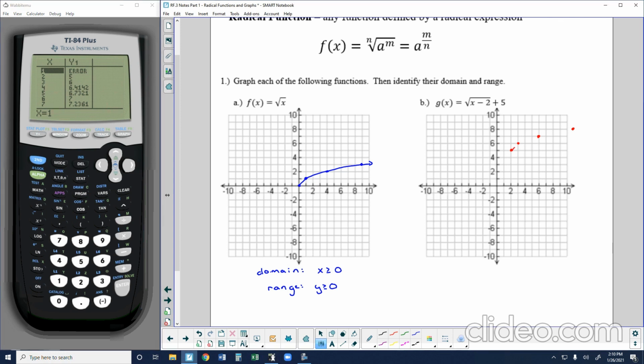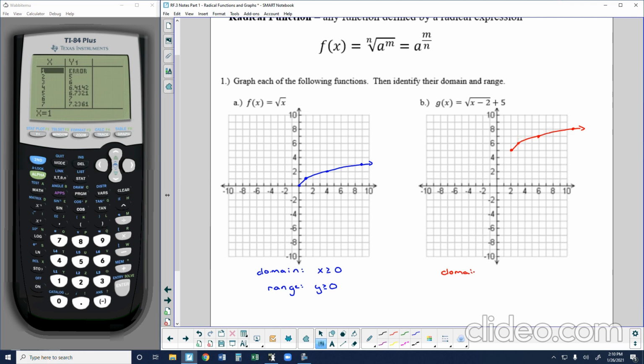So here's our graph. Notice on the table there, it does say error at x equals 0. X equals 1 does not actually have a value for this function. It did on the previous one, but now that we've shifted the function, it's changed our domain and our range.